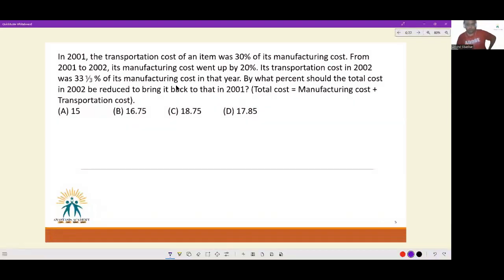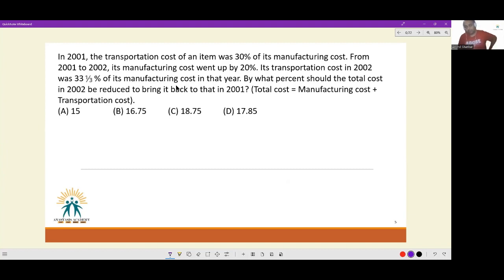Next question. In 2001, the transportation cost of an item was 30% of its manufacturing cost. From 2001 to 2002, its manufacturing cost went up by 20%. Its transportation cost in 2002 was 1/3 of its manufacturing cost in that year. By what percent should the total cost in 2002 be reduced to bring it back to that in 2001?